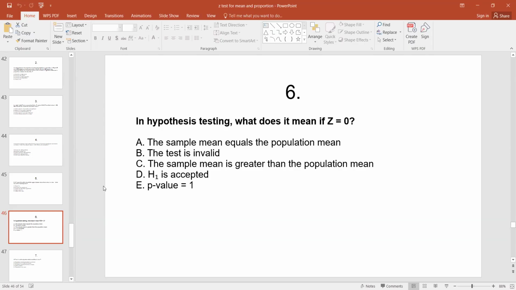A. Yes, A is the right option. The sample mean equals the population mean.